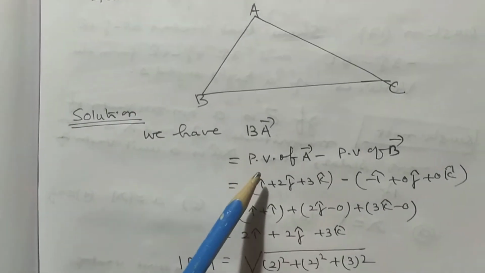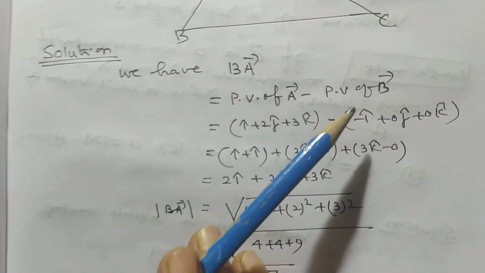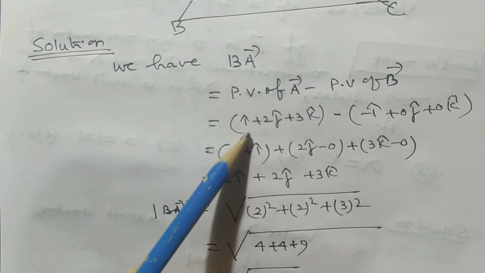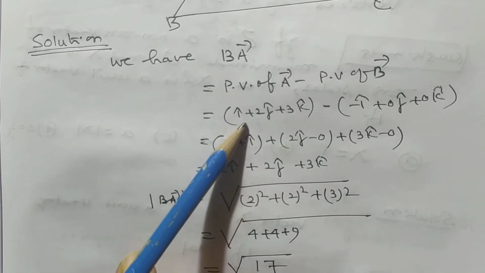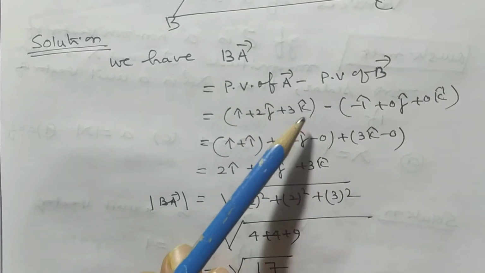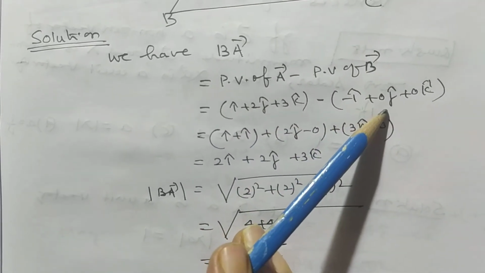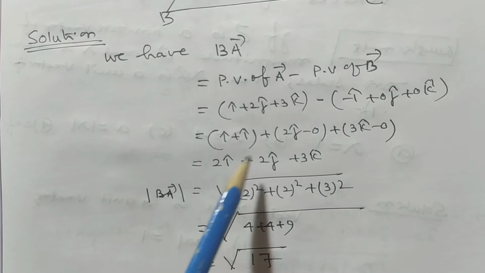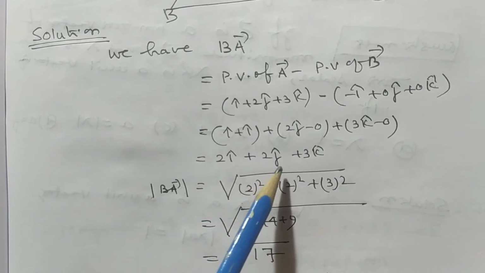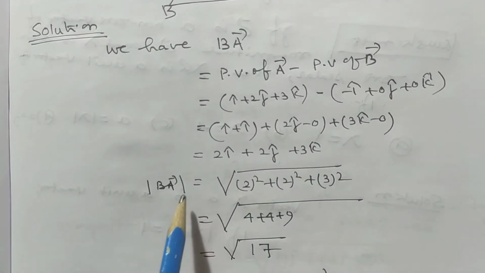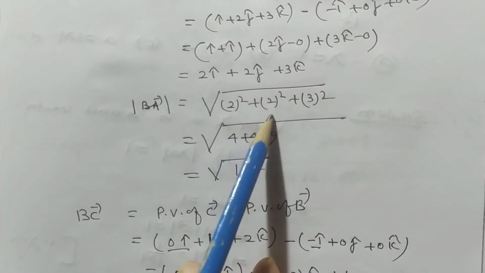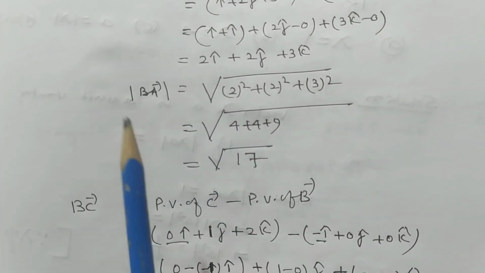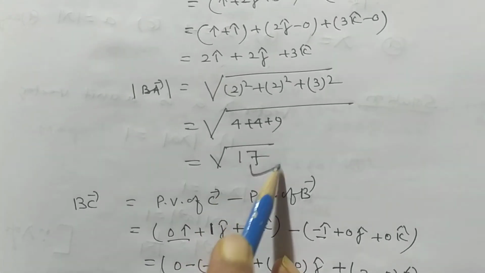We have vector BA is equal to position vector of A minus position vector of B. Writing the position vector of A, i cap plus 2j cap plus 3k cap, minus i cap plus 0j cap plus 0k cap, and after solving it will be 2i cap plus 2j cap plus 3k cap. Magnitude of BA is equal to root of 2 square plus 2 square plus 3 square, and after solving it will be root 17.